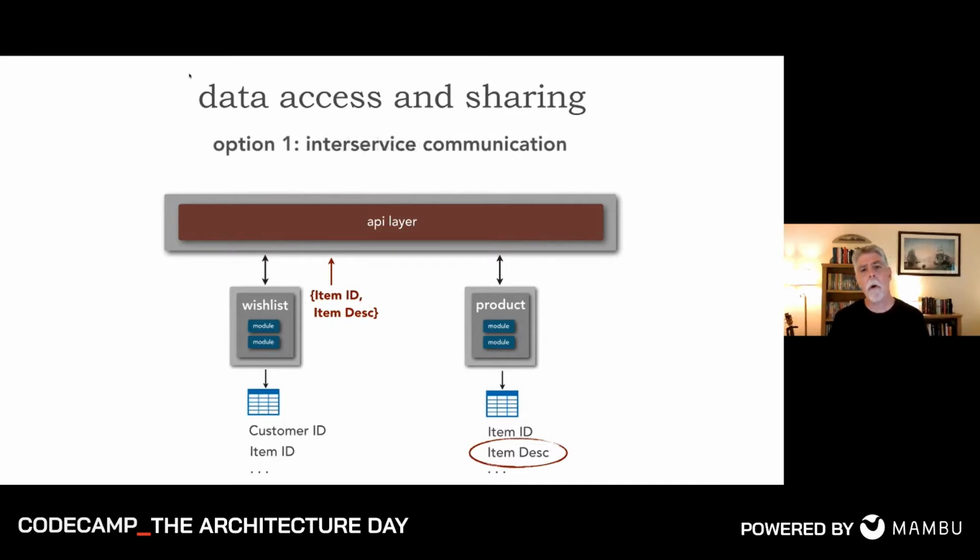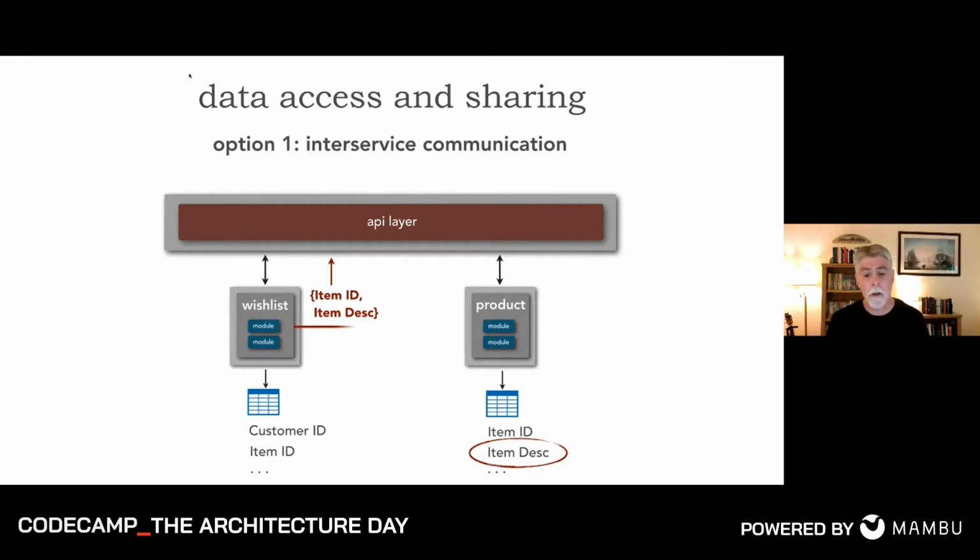Well, let's take a look at 4 ways of addressing this problem. The first is just, quite frankly, inter-service communication. In other words, well, I don't own the data. I have a bounded context, and so I need to preserve that with data ownership.